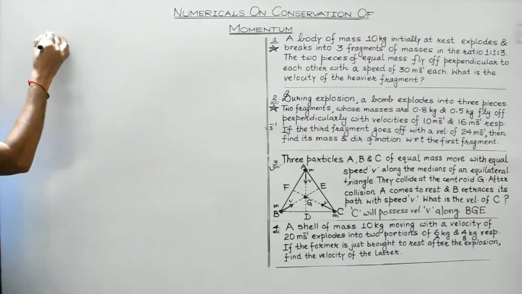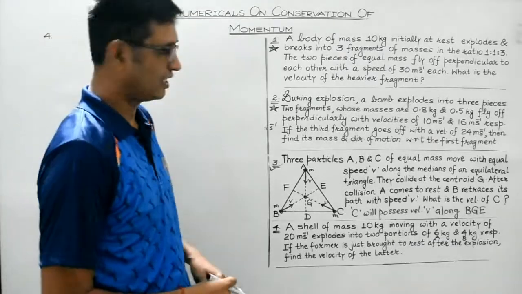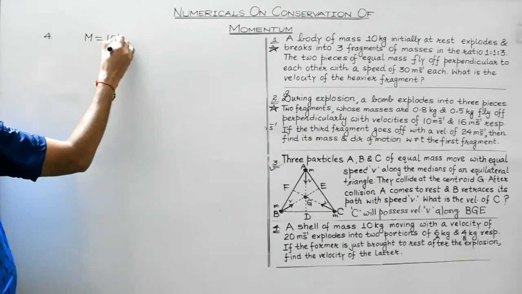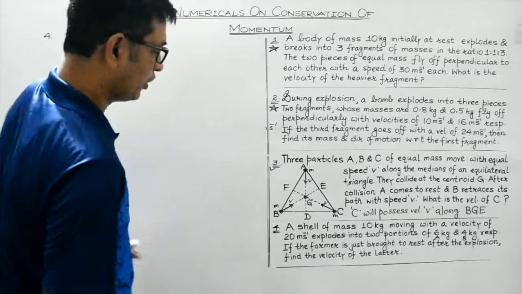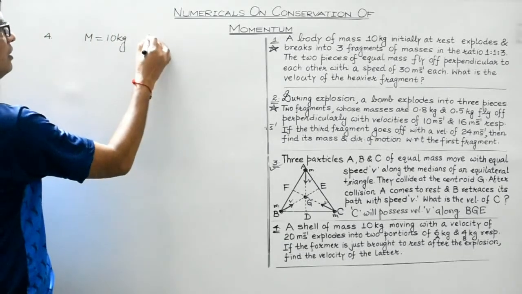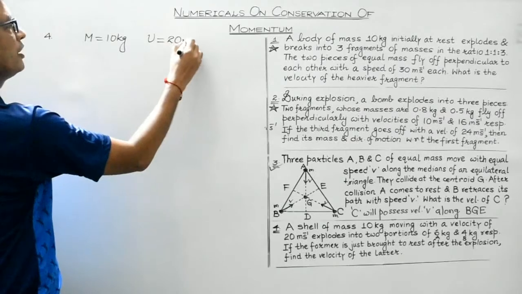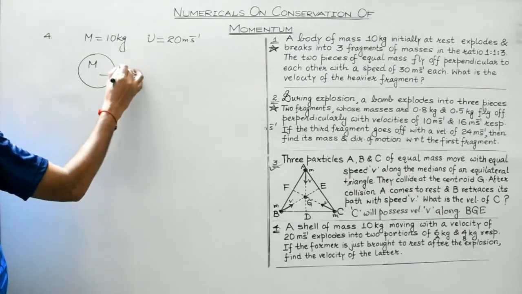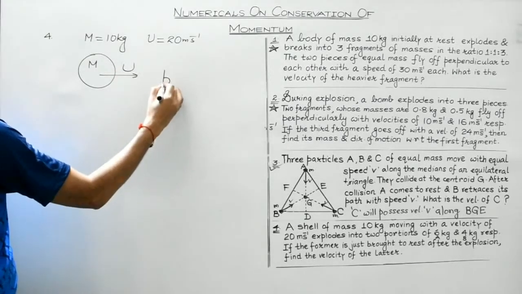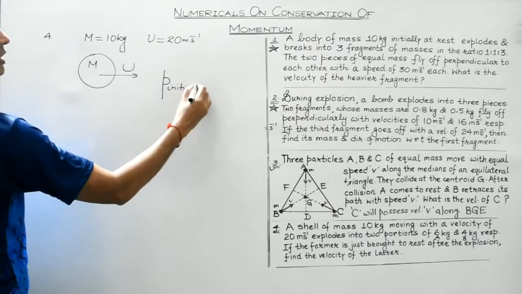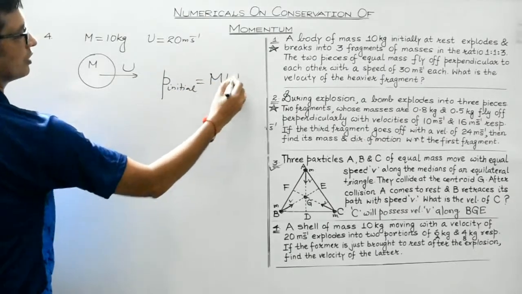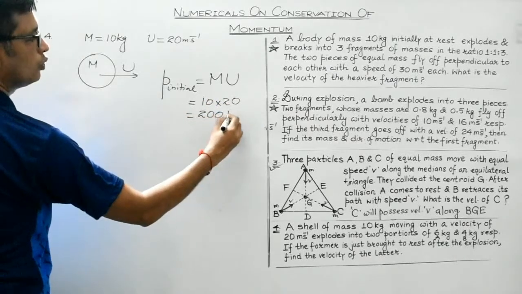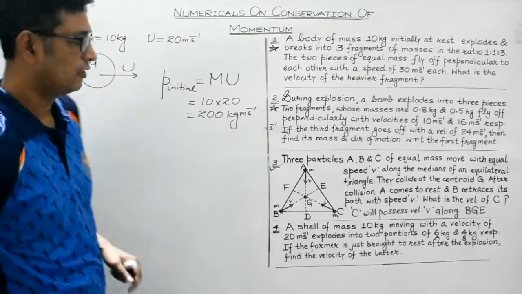Okay, now the fourth question, again based on conservation of linear momentum. A shell of mass 10 kg is moving with a velocity of 20 meter per second. Initial velocity is 20 meter per second. This is a shell, suppose of mass m, moving with velocity. Therefore, what about its initial momentum? It would be mass into velocity. So that is 10 into 20, so it will be 200 kg meter per second, right?